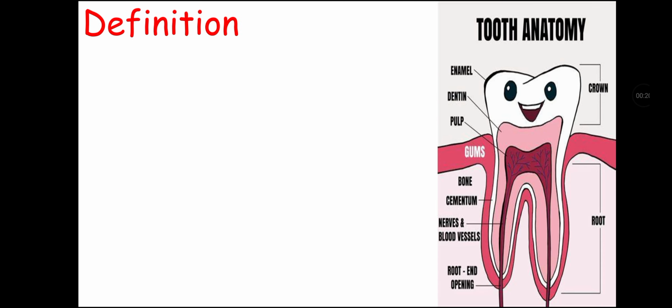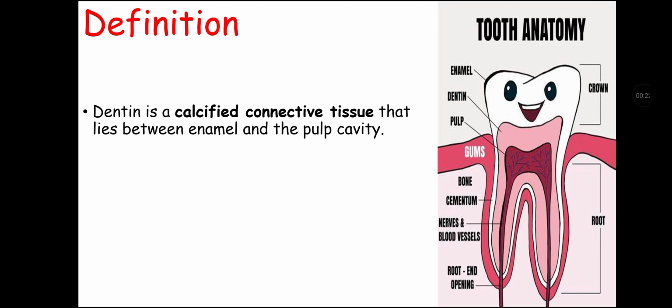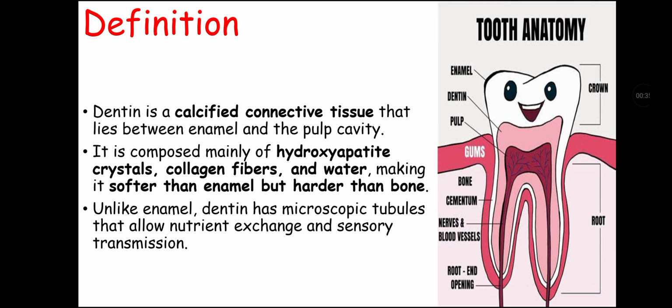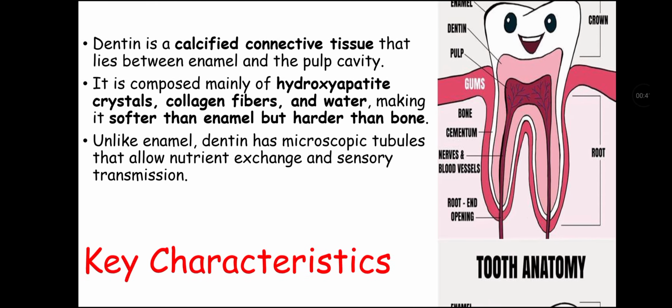Now let's talk about definition of dentin. Dentin is the calcified connective tissue that lies between enamel and pulp cavity. It is composed mainly of hydroxyapatite crystals, collagen fibers, and water, making it softer than enamel but harder than bone. Unlike enamel, dentin has microscopic tubules that allow nutrient exchange and sensory transmission.